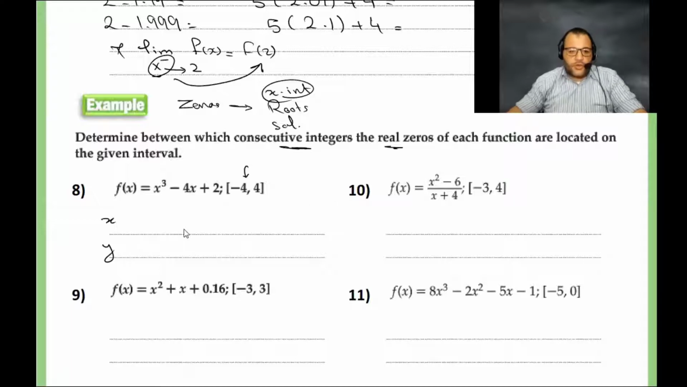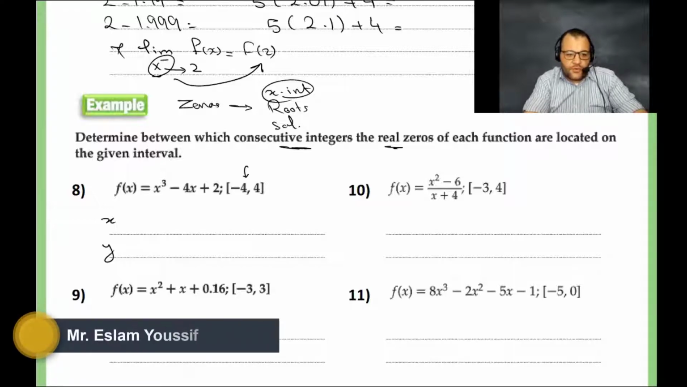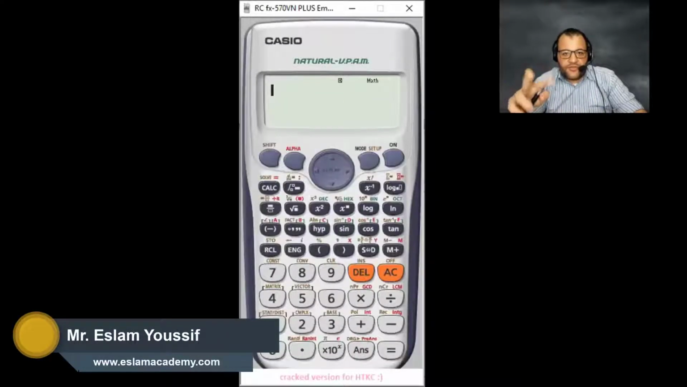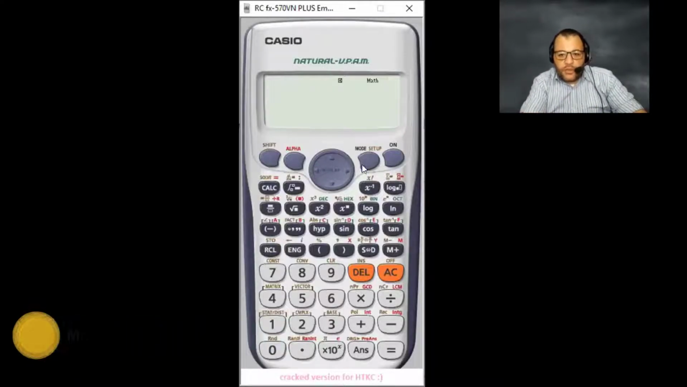Okay. So in this question, we need to find between which two consecutive integer numbers there is a zero between them. So all we have to do is use the calculator for this part. You can use two options. The first one, the graphic calculator, or the second one, the normal way. For the normal way, all we have to do is use the table, which is mode 7, mode table. Then write the function.